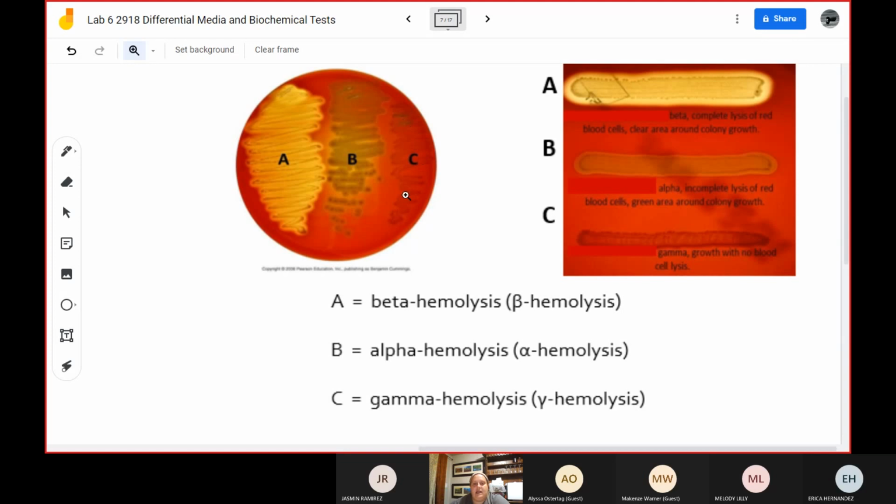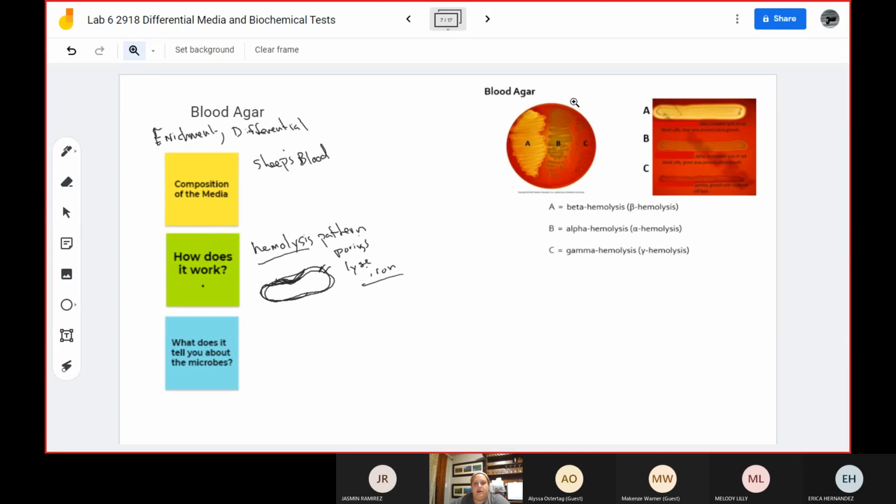And C is finally a bacteria that does not demonstrate hemolysis. So this bacteria just essentially is dark on the plate, and this is known as gamma hemolysis. So there's no hemolysis that occurred. So there's alpha, partial, beta, complete, and gamma, which is no hemolysis. And what does this tell us about our microbes? It tells us if they can utilize blood as a source of nutrients.